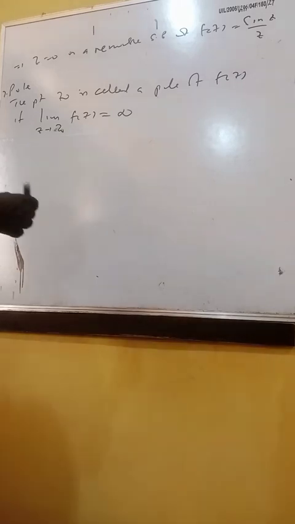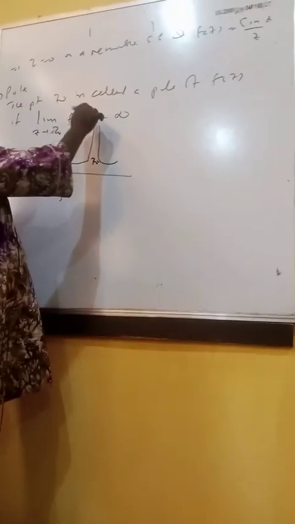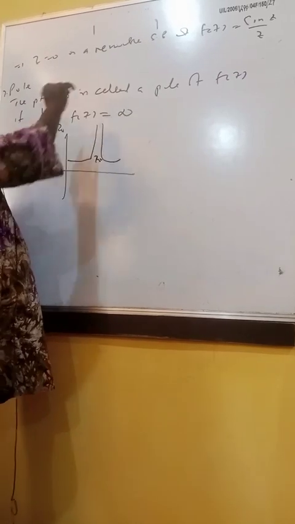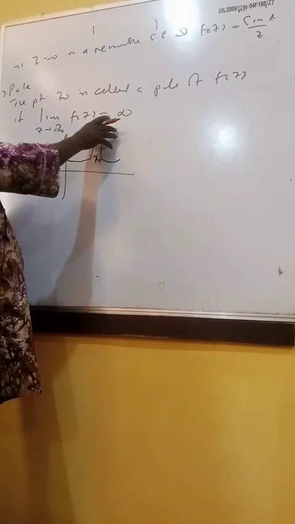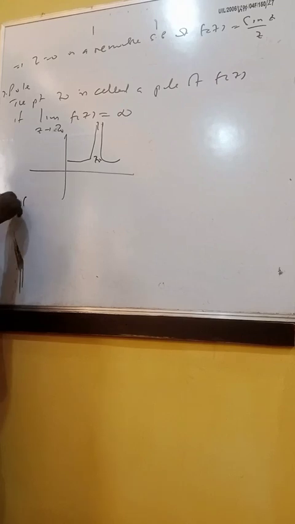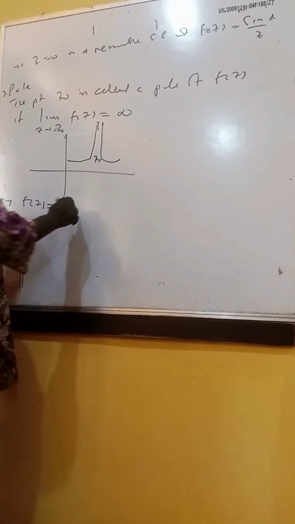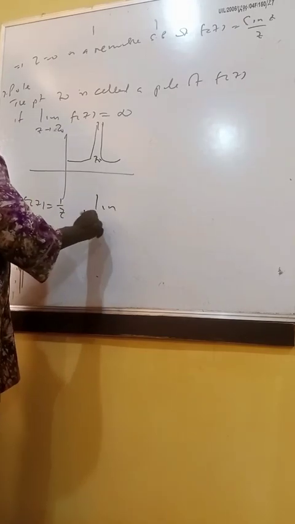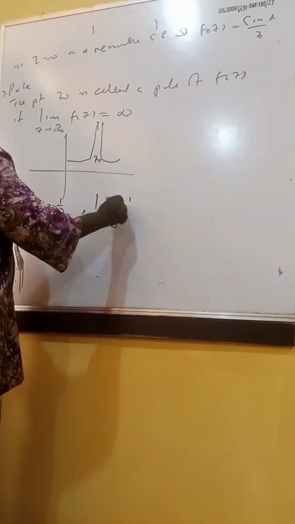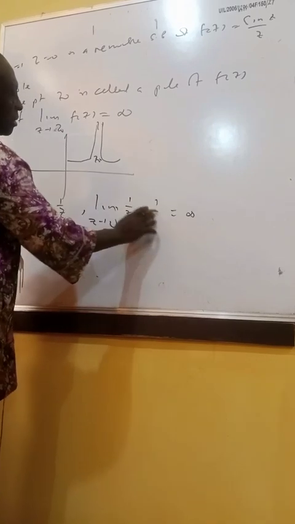It's a pole. We call it a pole because if it is this, you go to infinity, you go to infinity. So what we have here is like a pole. That's why we call it a pole. Now, for example, if your f of z is equal to 1 over z, you see that the limit as z tends to 0 of 1 over z is equal to 1 over 0, which is equal to infinity. Is that okay? So z0 is a pole.